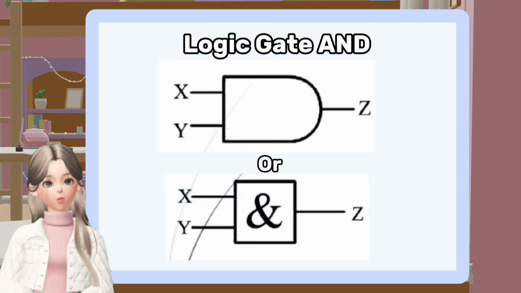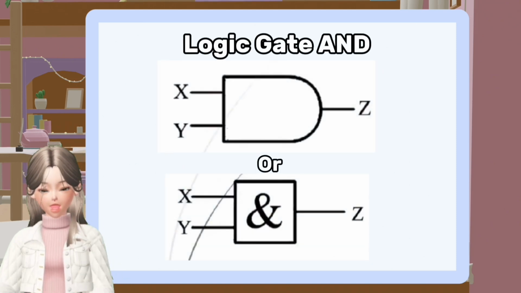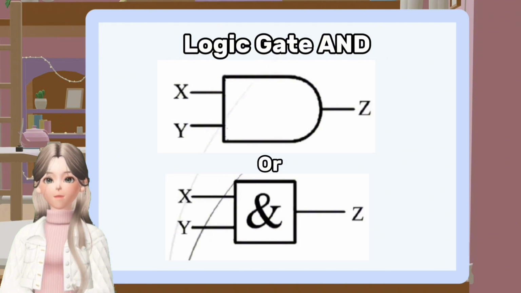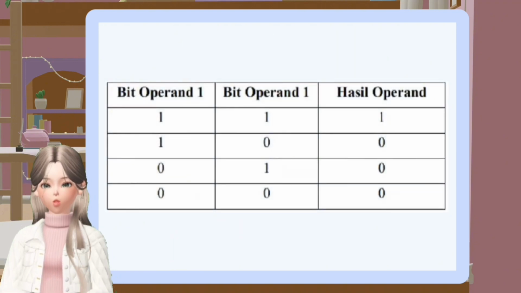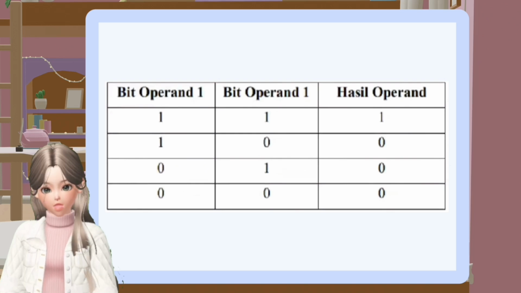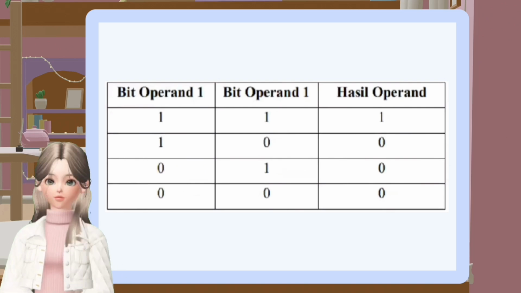Next, the AND gate is one of the basic logic gates that works using two inputs, namely X and Y, and produces one output, Z. In the truth table of the AND gate, there are four possible combinations of input values X and Y. If X equals 1 and Y equals 1, then Z equals 1.